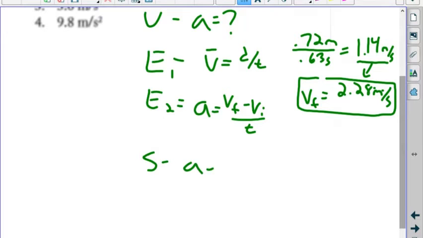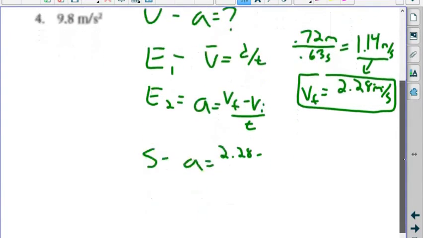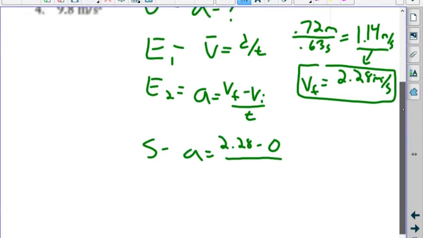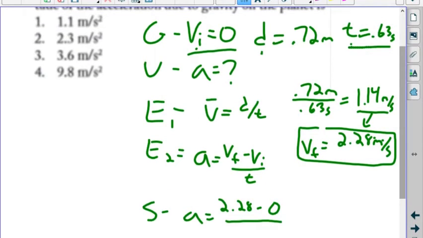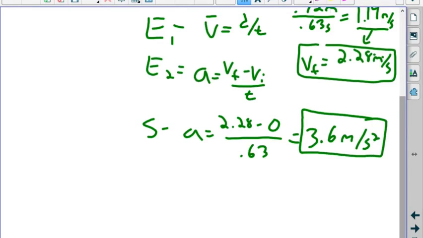I'm going to say my acceleration is equal to my final velocity, which we just found to be 2.28 meters per second, minus my initial velocity, which was 0, divided by the time it took, which we had as 0.63 seconds. And so if I do that out, I get 2.28 divided by 0.63, and I'm going to come up with 3.6 meters per second squared. And that is my answer.